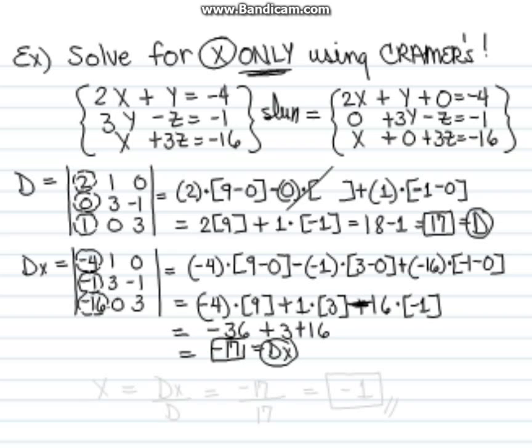They only asked us to find the x coordinate, so x is equal to D sub x over D, and that's equal to negative 17 for D sub x over 17 for D. The answer is x is equal to negative 1.